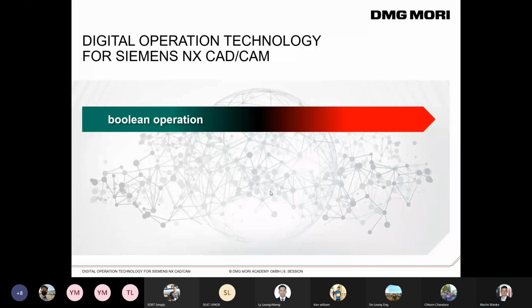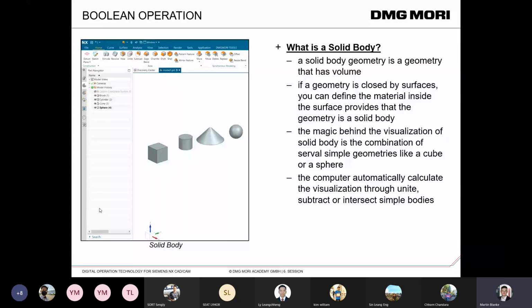So I would say let's start with the topic of Boolean operation. First of all, the question is, what is a solid body? A solid body is a geometry that has a volume. You already know our basic feature elements. For example, something like this block, this cube, is a solid body because it has a volume. If a geometry is closed by surfaces, you can define the material inside the surface, provided that the geometry is a solid body.